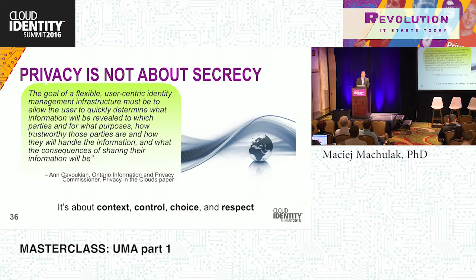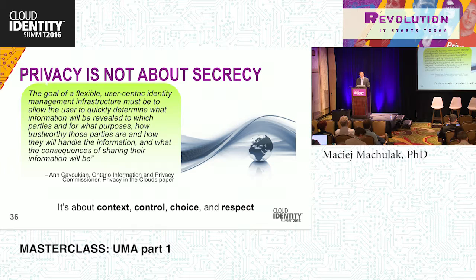So I think when we started working on UMA, in one of the first presentations, we already included this famous quote from Dr. Ann Cavoukian. And that's about what a really flexible user-centric identity management infrastructure should be. And you can take a look that it should allow the user to quickly determine what information will be revealed, to which parties, for what purposes, how trustworthy those parties are, and how they will handle the information, and what the consequences of sharing of that information will be.